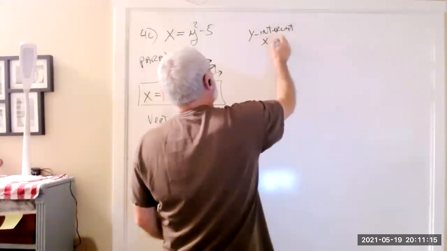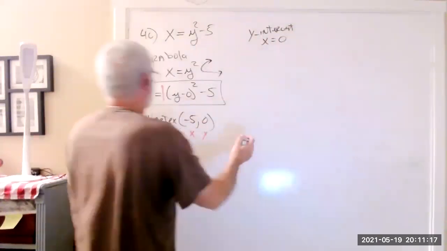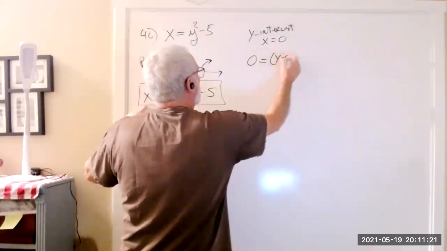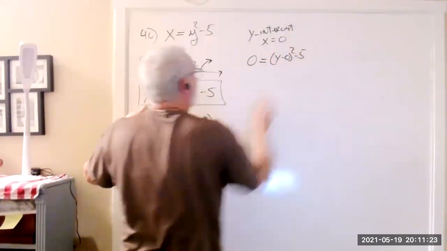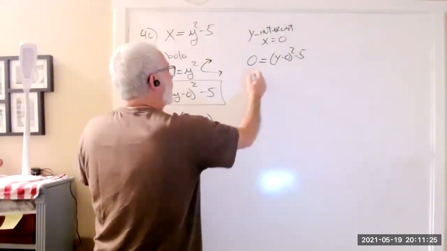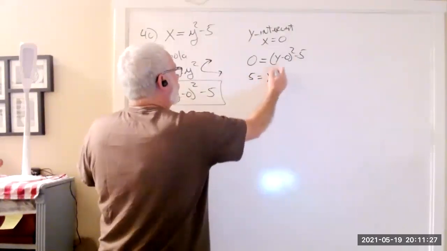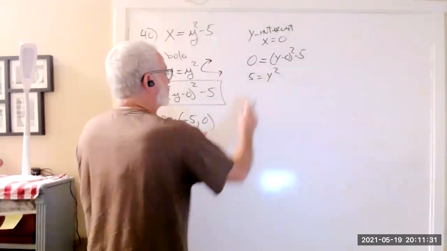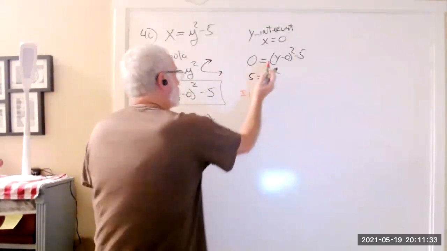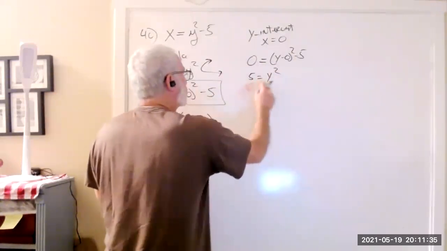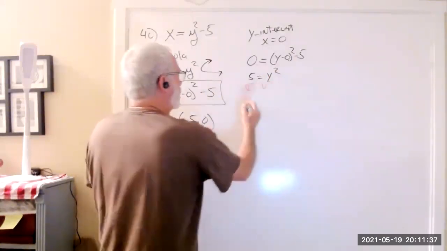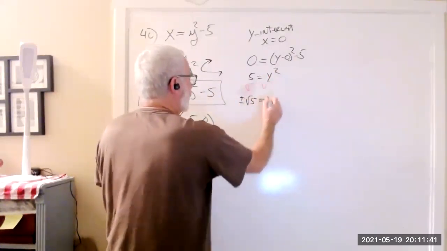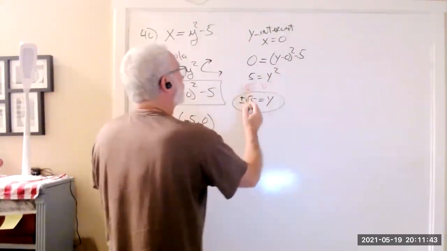So that means x is worth 0. So I write 0 equals y minus 0 squared minus 5. Bring the 5 over. 5 equals y squared. Square root both sides. So I get plus or minus the square root of 5 equals y.